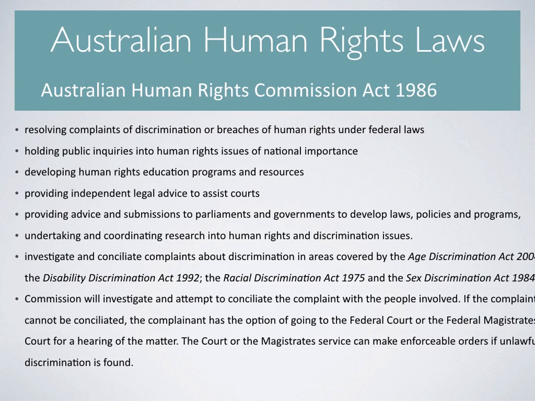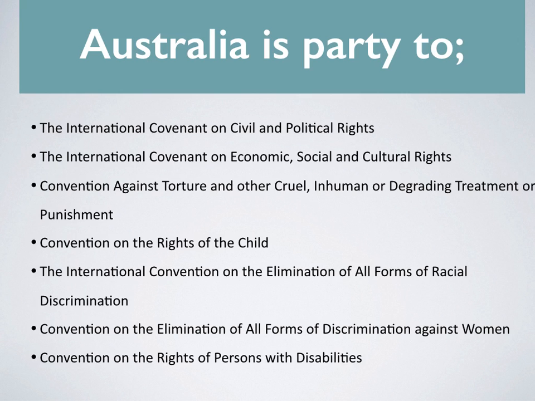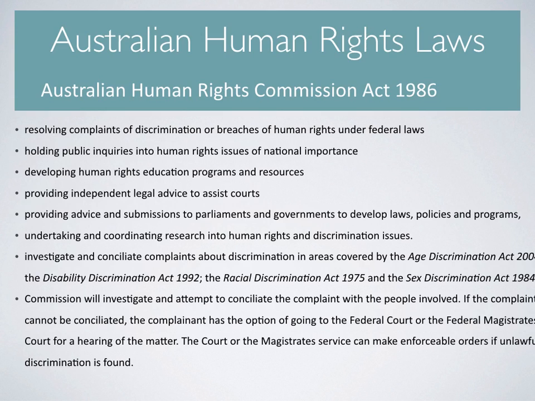We have an Australian Human Rights Commission Act, 1986, because even though we're signatory to these different covenants, these covenants aren't laws. These are not binding laws on Australian people. What happens is a country makes laws based on those covenants, and then those laws then become binding on Australian people. So those things there are the sort of things that the Australian Human Rights Commission does.